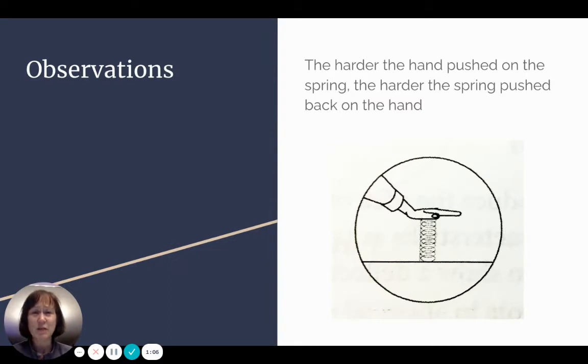So observations that we've made already is that the harder the hand pushed on the spring, the harder the spring pushed back on the hand. And we could see that as we pushed down harder on the spring, we saw it compress more. And so that more compression meant more push back to go to the original size of the spring. And we could feel that, hurting our hand or feeling the pressure against our hand. The harder we pushed it down, the harder the spring pushed back.